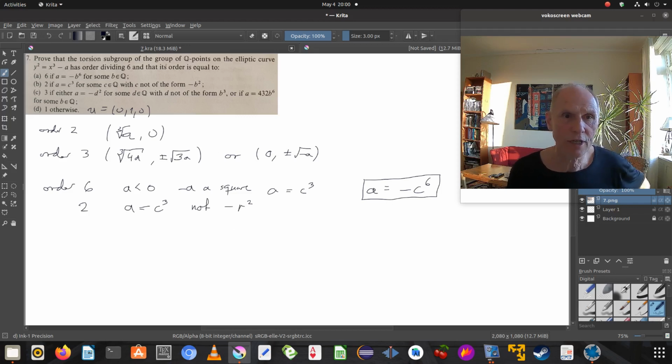Oh, that's what it says. I thought I had to reformulate that to something more sensible, but that's exactly the condition here. So we need to find the condition for order 3. We don't have, this is not necessary, or rather that is not the case. So A must not be minus c to the 6th, we'll just note that.